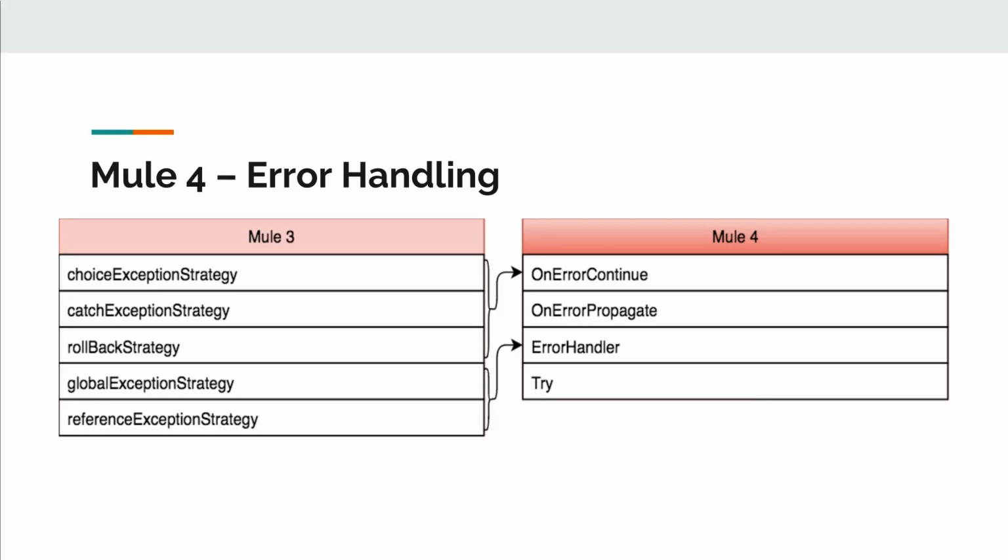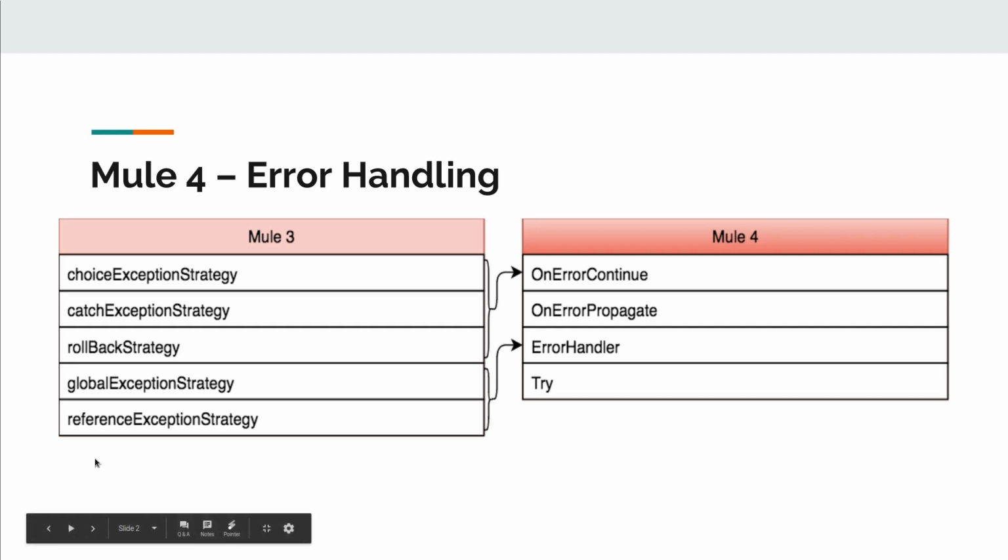And so we'll start by taking a look at how things map from one to the other. What we have is that in Mule 3, we employ what are called exception strategies to handle errors. And in Mule 4, we have 4 different new concepts to do that. So for example, in Mule 3, we have choice, catch, and rollback exception strategies. And these map directly into what's now known as the On Error Continue. Global exception strategy and reference exception strategy are equivalent to the error handler, and I'll show you guys this later. And then we also have 2 entirely new concepts like On Error Propagate and Try.